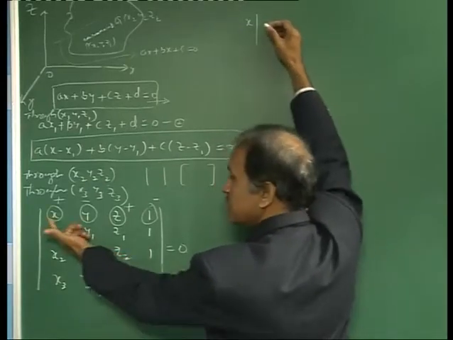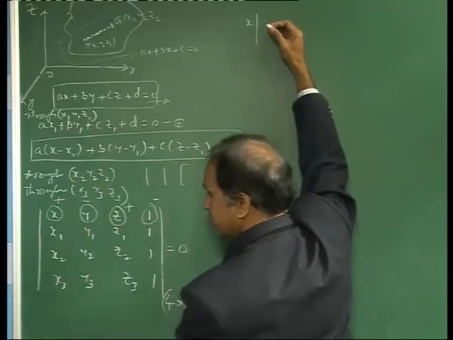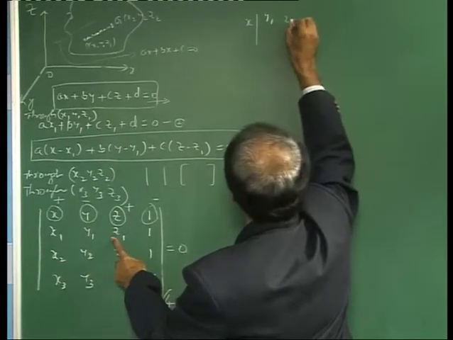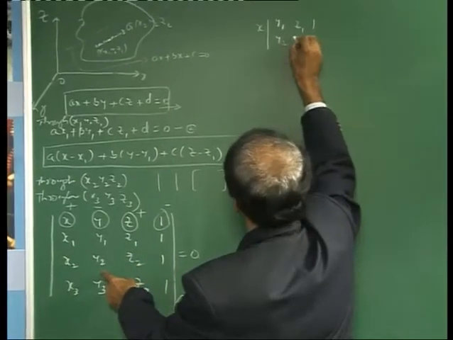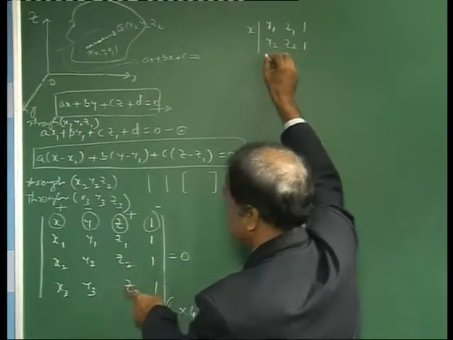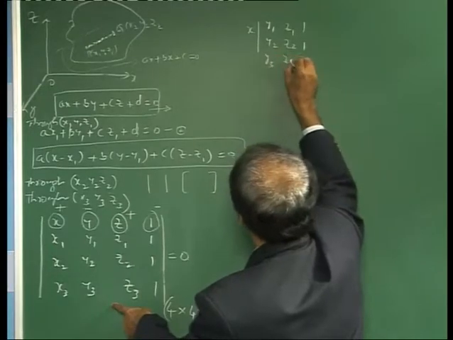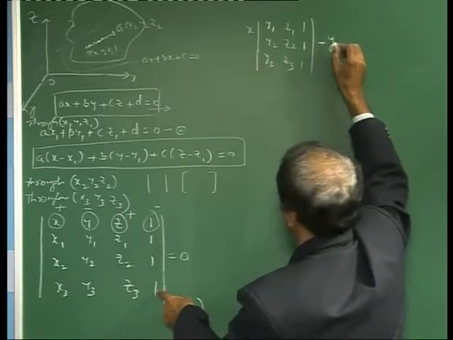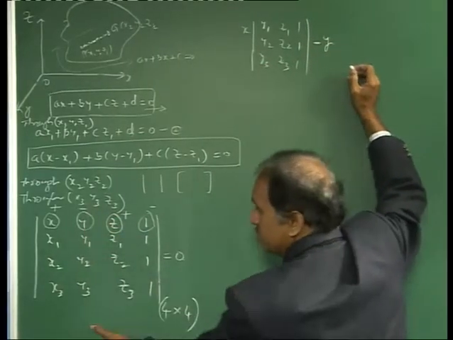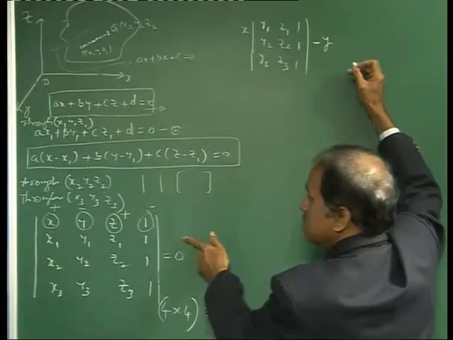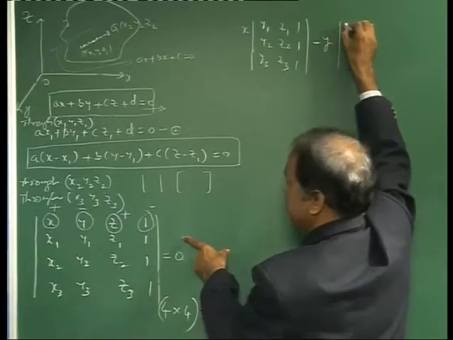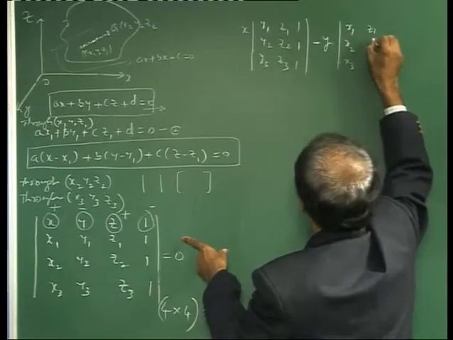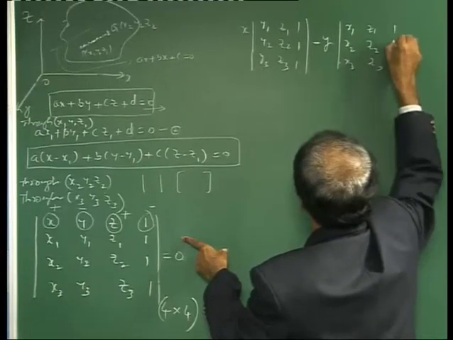Therefore, for y1, you have to ignore the first row and the first column. Remaining elements are y1, z1, 1, y2, z2, 1, and y3, z3, 1, determinant. Then minus y, you have to ignore the second column and you have to ignore the first row. Therefore, multiplied by x1, x2, x3, z1, z2, z3, 1, 1, 1.